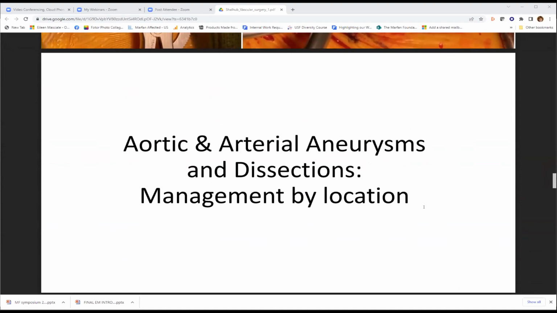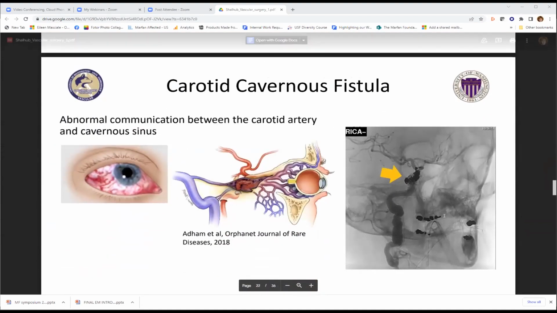Next slide. So carotid cavernous fistulas. This is usually managed by neurointerventionalists, not by vascular surgeons. Basically, these are the ones that form behind the eye, and it's an abnormal communication between the carotid artery and the vein in that area. And these are usually managed with embolization. So the yellow arrow shows you the embolization material that has been blocking that area, the carotid cavernous fistula. So that is how that's treated. Next slide.